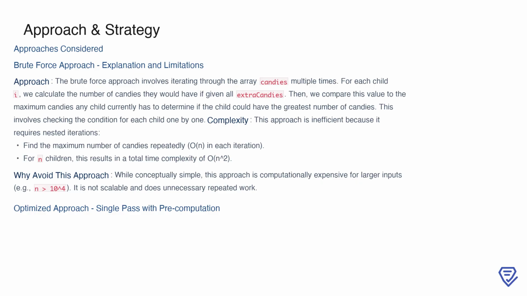However, this approach is inefficient because it involves repeatedly finding the maximum value in the array for each child, which has a complexity of O(n) per iteration. With n children, this results in a total time complexity of O(n²). Such an approach becomes impractical for larger inputs, for example, when n exceeds 10,000. This repeated and redundant work makes the brute force method computationally expensive and unsuitable for scalable solutions.